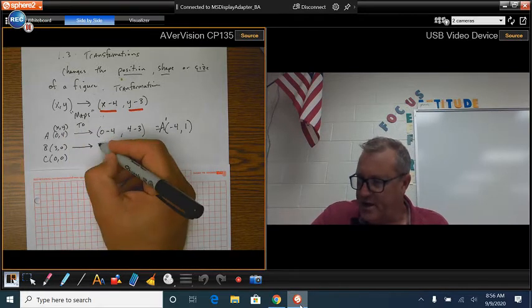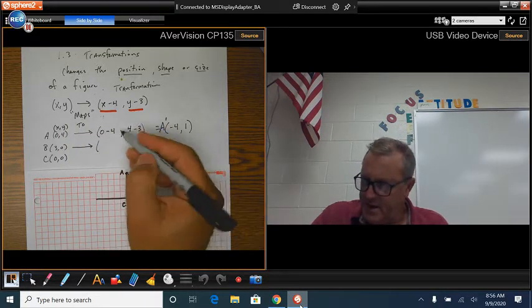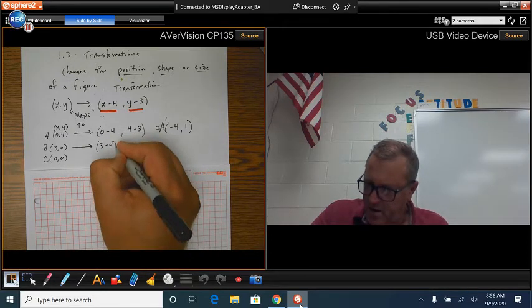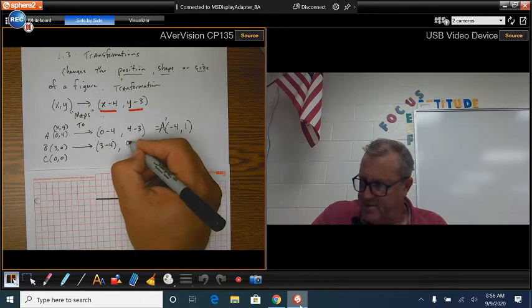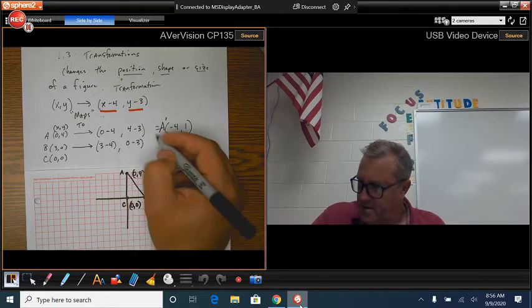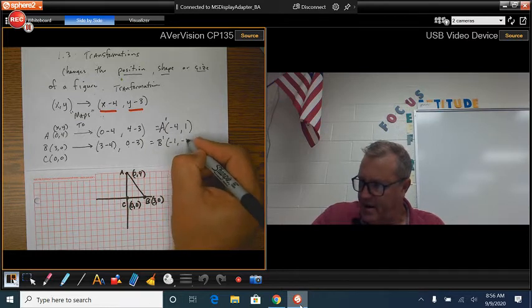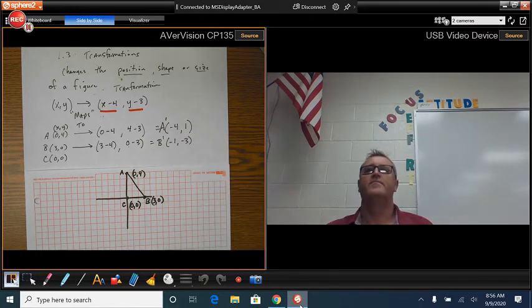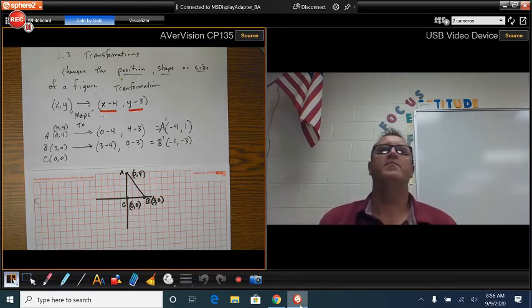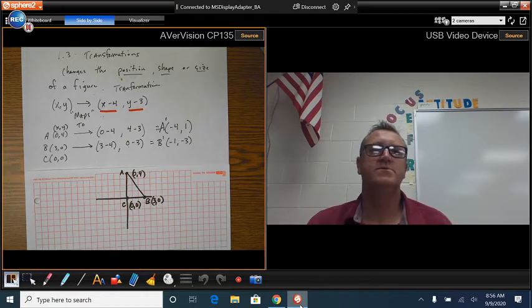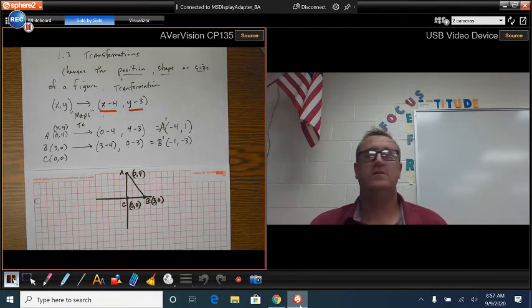All right, so B is going to be, the x value is 3 minus 4, and the y value is 0 minus 3. So B prime is going to be negative 1, negative 3. Let me pause there. Rebecca Brown, do you get that? You understand it? Shelby, do you get it? All we're doing is substituting x in for x and y in for y. Sears, you got it? Okay.